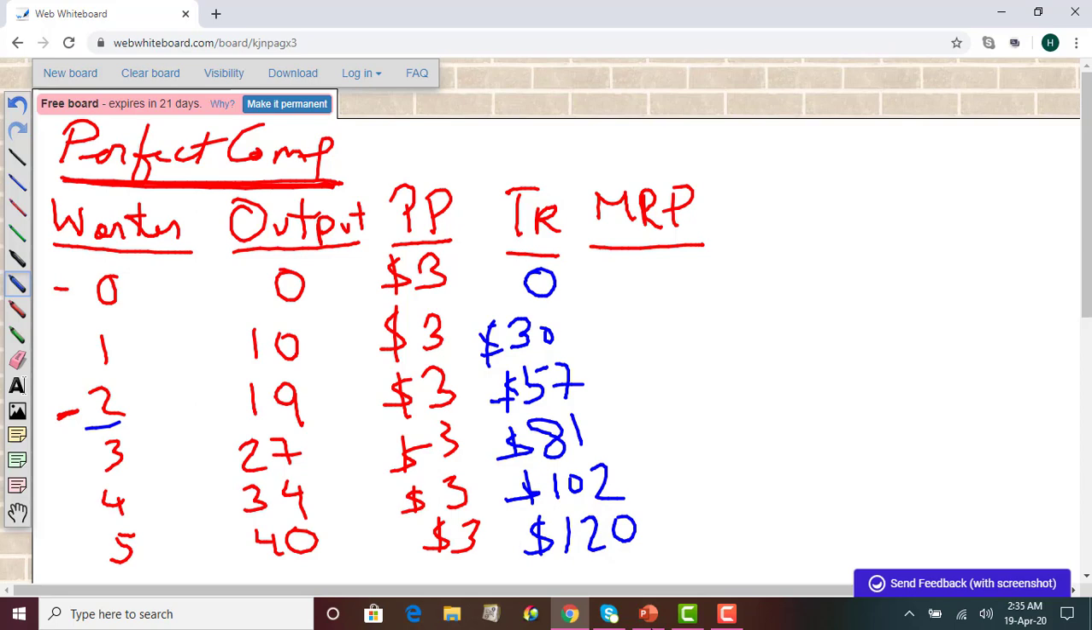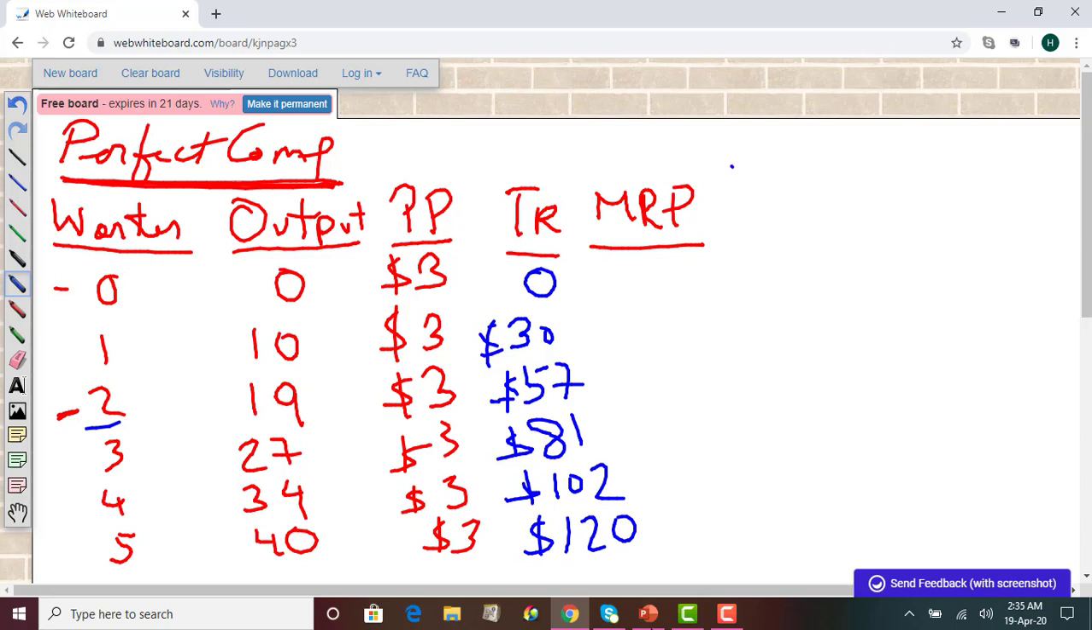As you increase your workers, your output goes up, price remains the same because of the market structure, and total revenue is also going up because your output is going up. But in that case, it's a good thing, right? As we are adding more workers, our revenue is going up. But that's not how we will analyze.